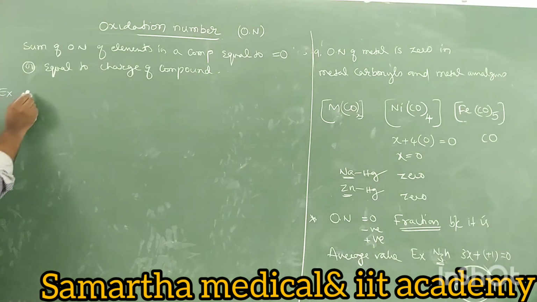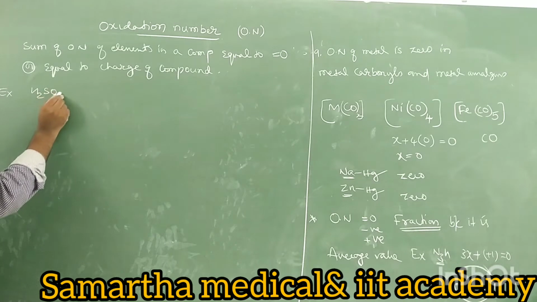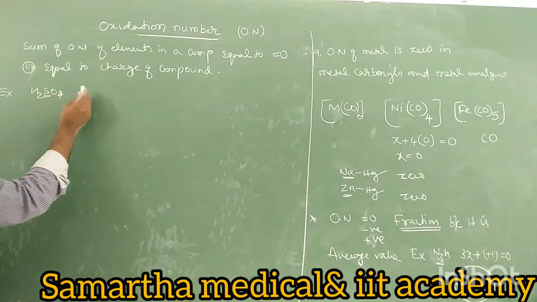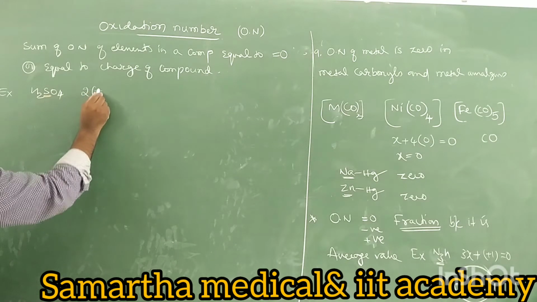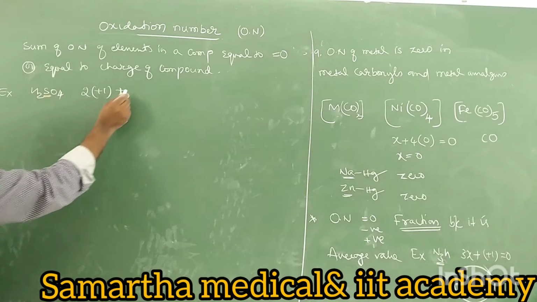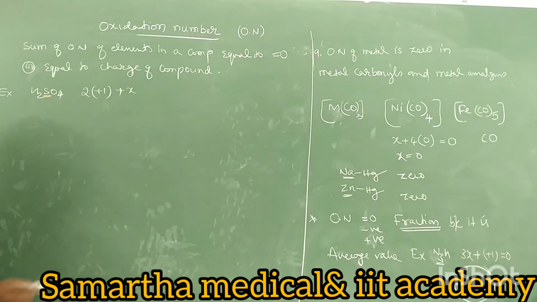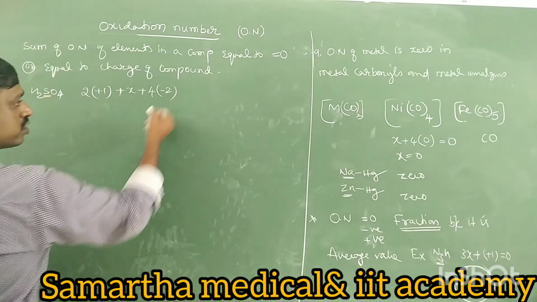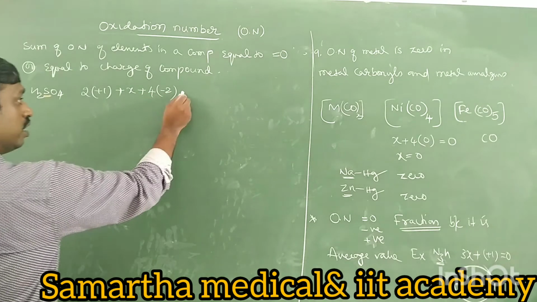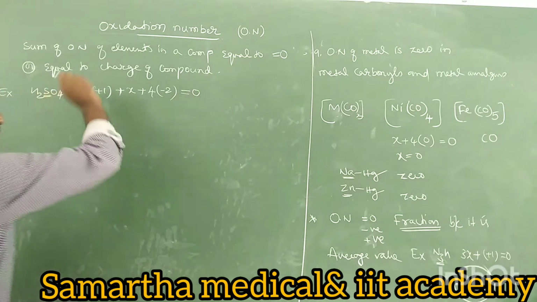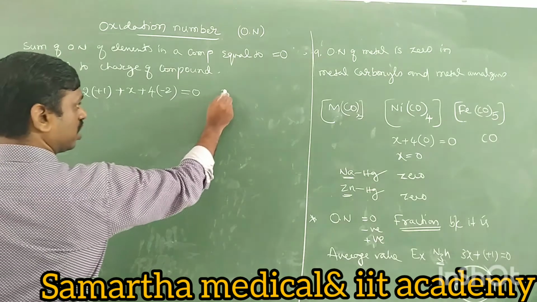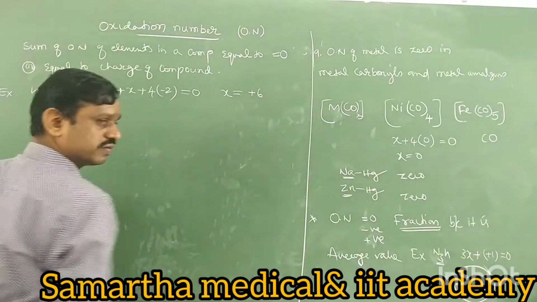For example, take H2SO4, sulfuric acid. In sulfuric acid we need to calculate the oxidation number of sulfur. Tell me, here there are how many hydrogen? 2 hydrogen. 2 into plus 1, plus sulfur we need to calculate, let us take X, plus there are 4 oxygen, 4 into 1 oxygen is minus 2. Then the sum of the oxidation number of all the elements equals 0. It is a neutral compound. So therefore if you calculate, X equals plus 6.